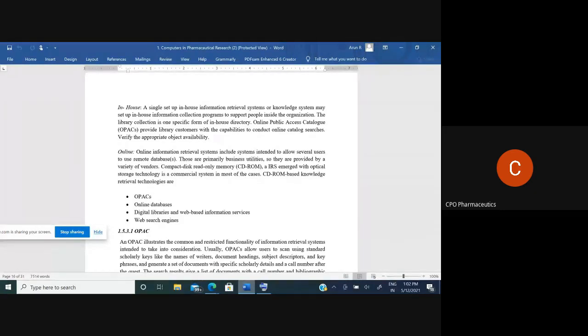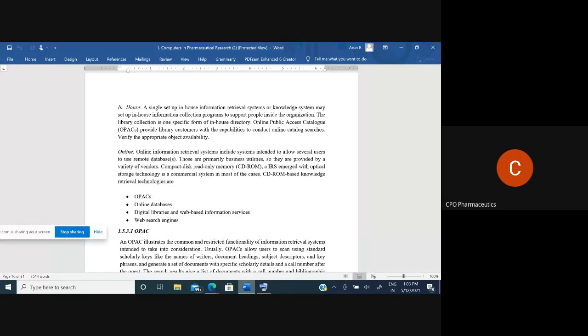Likewise, in online information retrieval systems, we have four types: OPAC, online database, digital library, and web search engines. These four are more or less the same. Only the content will be different. In OPAC you will get more written documents and subject information. In online databases you will get literature. In digital libraries and web search engines you will get whatever you want: video information, picture information. I think you're well versed about search engines, right?